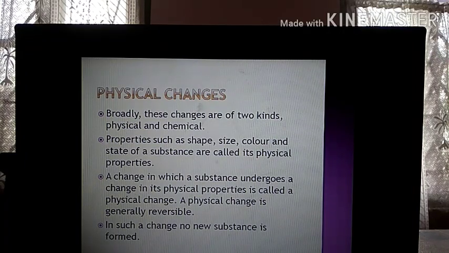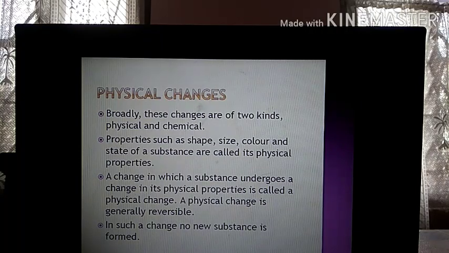Okay, so that is a physical change and that is reversible. That means you will get back the original substance again. In such a change, no new substance is formed. You will not get something which is completely new, and you cannot get back the original substance again. That you will not get.